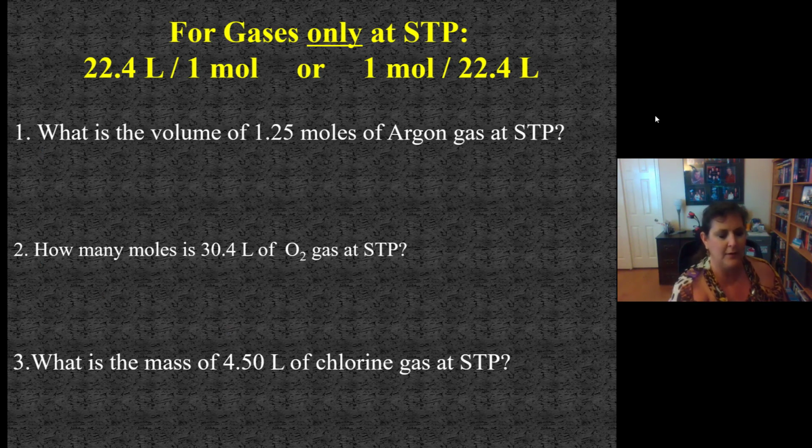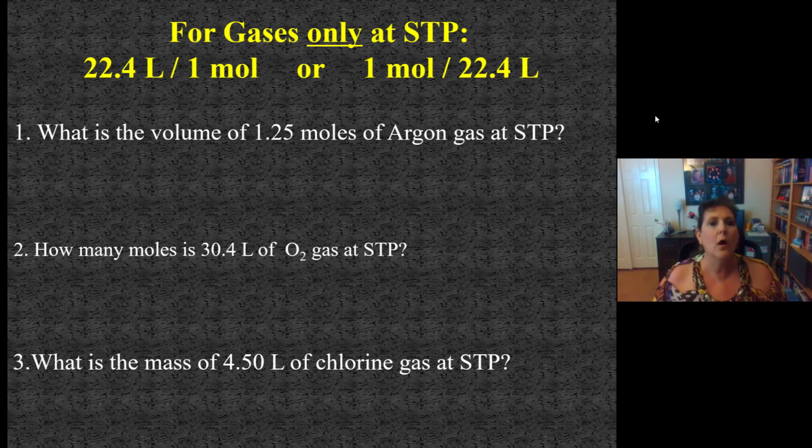All right, get those calculators ready again, because it's time for more math. Yay, I know you're excited. So we're going to use our 22.4 liters per mole to do some calculations. Number 1, what is the volume of 1.25 moles of argon gas at STP?